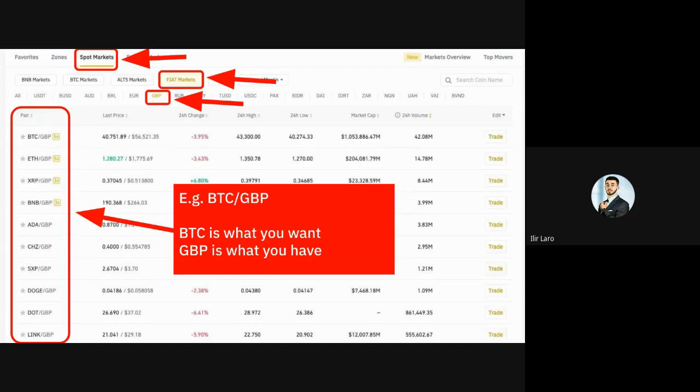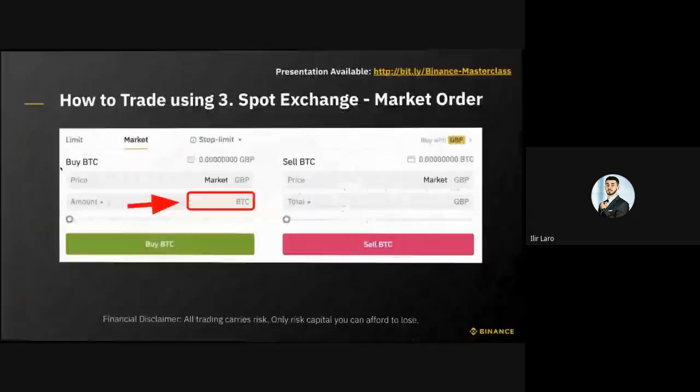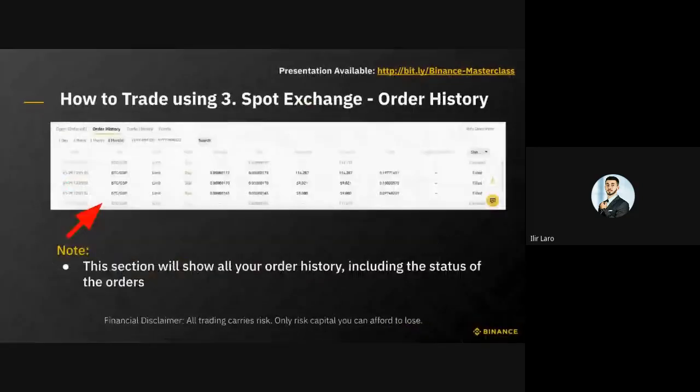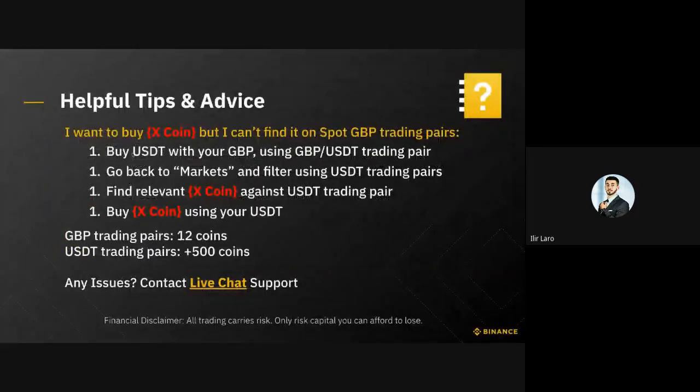So if you find that you want to buy X coin, or any coin that is not on the GBP trading pair, you have to essentially buy USDT, and then with USDT you would buy the respective token or coin. To put this in steps, you buy USDT with GBP using the GBP USDT trading pair, similar to before. You go back to markets and filter using the USDT trading pair section. You find the relevant coin, for example, X coin/USDT, and then you buy the X coin with your USDT. So you're just taking an extra step to buy that coin.